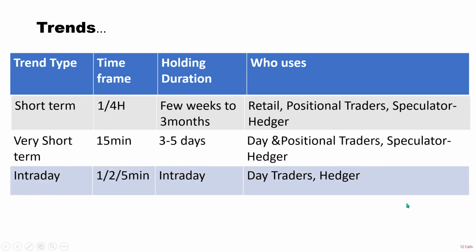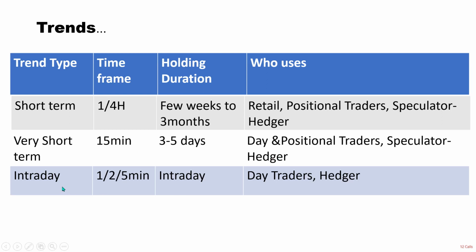Next to our short-term trend, very short-term trend and intraday. Very short-term trend is determined on the basis of 15-minute candle. The duration of trend is 3 to 5 days and generally day and positional traders are users of this particular trend. Even speculators and hedgers use this.